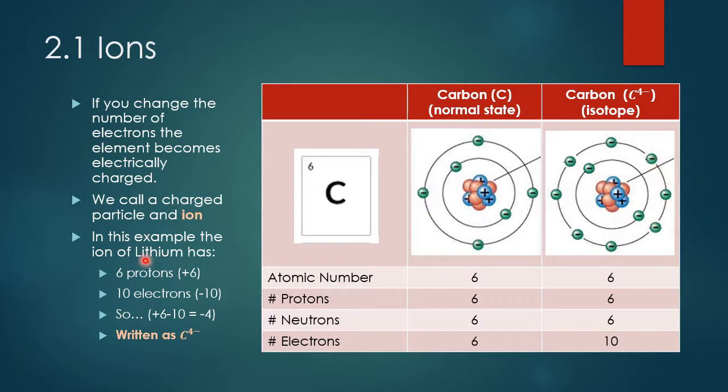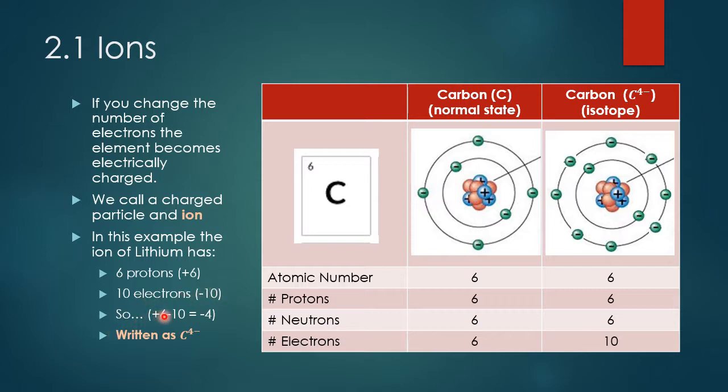And so what happens here is, let's look at our number of protons as 6. That means we have 6 positive charges. Our number of electrons is 10. That means we have 10 negative charges. And so if you put these charges together, you have positive 6 minus 10 for the negative 10 electrons here, and the positive 6 protons.